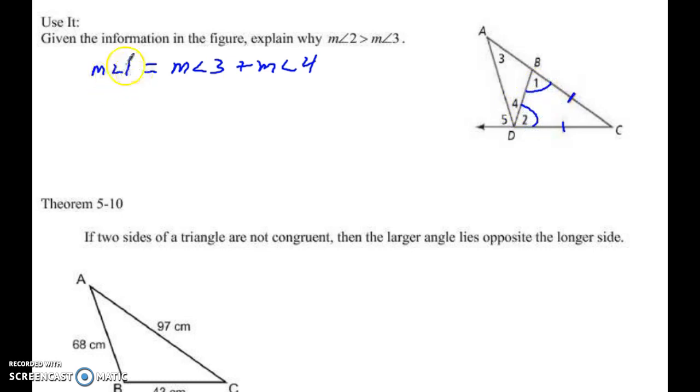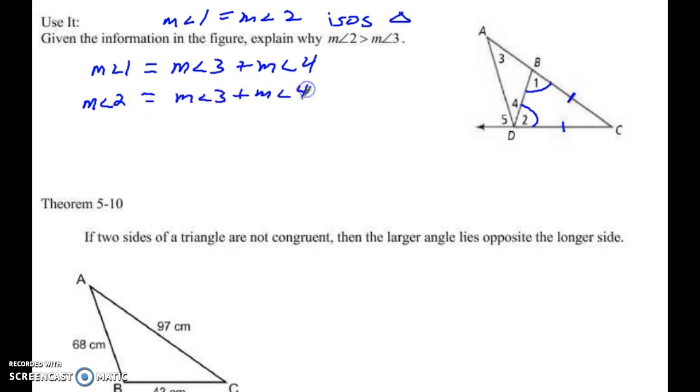So in place of angle 1 here, I could write the measure of angle 2, because we know that the measure of angle 1 equals the measure of angle 2. It's an isosceles triangle. So if I apply our theorem that says the whole is greater than its parts, the measure of angle 2 has to be greater than the measure of angle 3. And that concludes our explanation here.